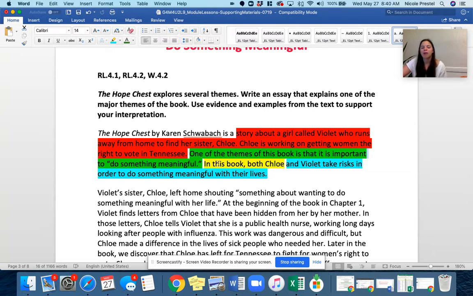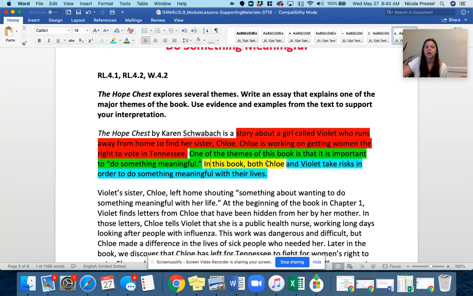And then we have points 1 and points 2. And here's what we didn't talk about a lot yesterday, okay? Points 1 and points 2 are about 2 characters in the Hope Chest. So you need to be thinking right now, whatever your theme was that you chose yesterday, who are 2 characters that represent that theme? So do something meaningful. Chloe represents that theme, and Violet represents that theme because they're both taking risks to do something, right?